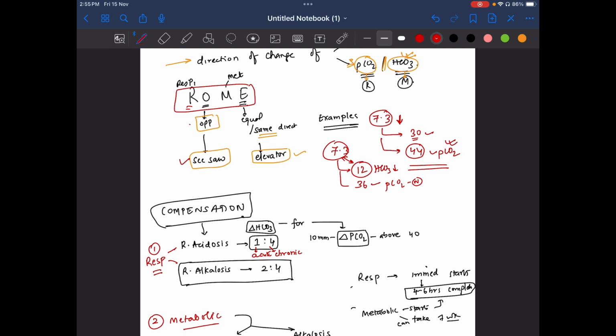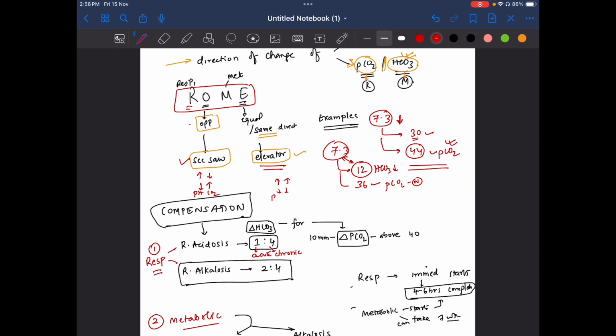In case of metabolic disorders, if metabolic acidosis is there, pH is low, then bicarb will also be low. Low bicarb will be the cause of acidosis in metabolic acidosis. High bicarb will be the cause of metabolic alkalosis. Similarly, the elevator effect: same direction, same direction. This is opposite directions.